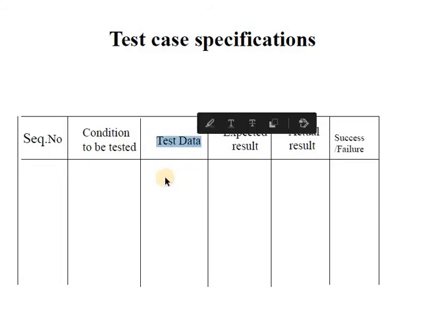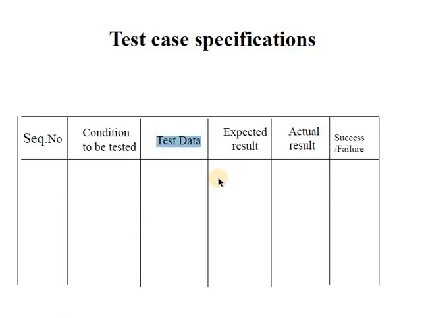Suppose the test data is, let us take, 5 and 3. So the test data is 5 and 3. Condition to be tested: I want to test the addition procedure. Sequence number is 1. Condition to be tested: addition. Test data: 5 and 3.